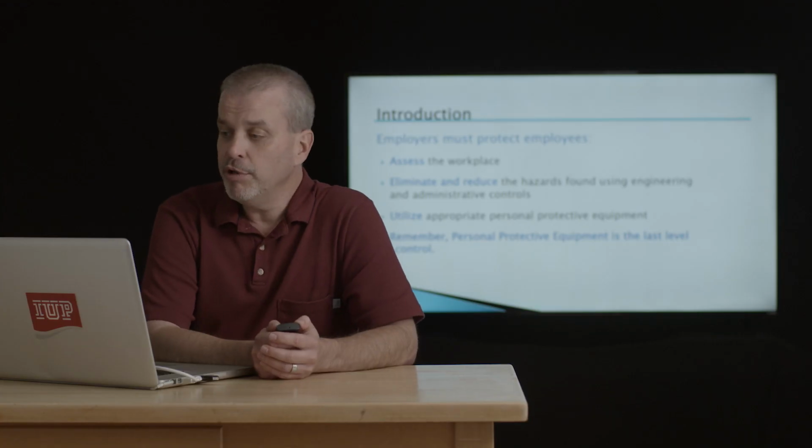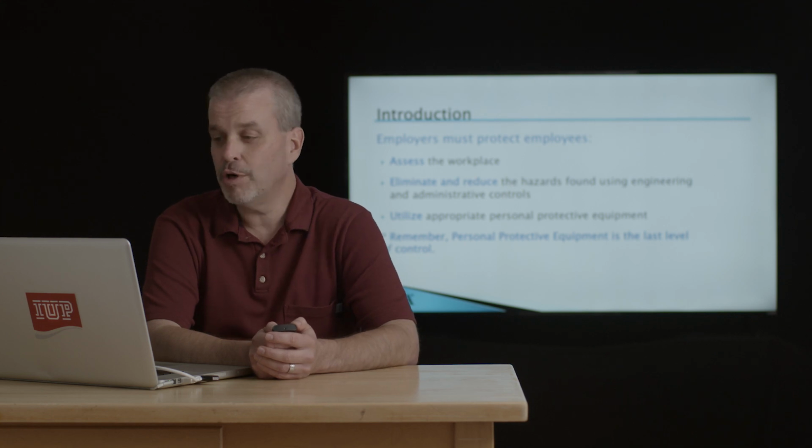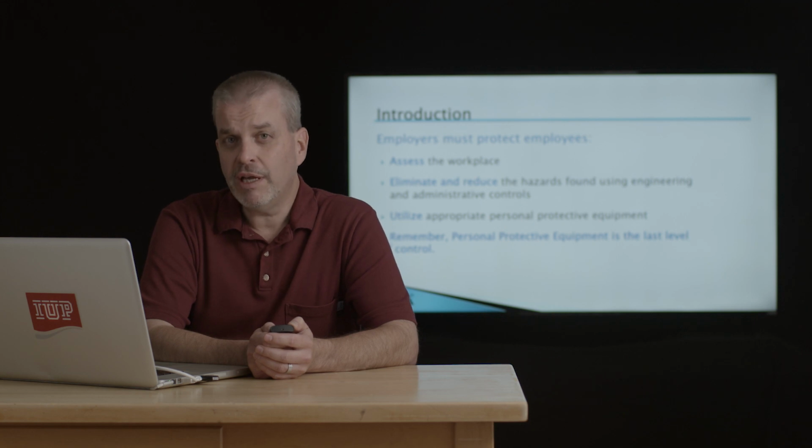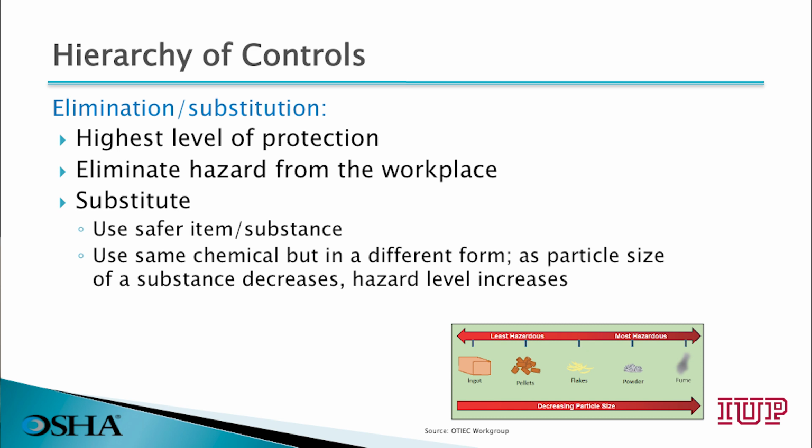To begin with, employers must protect employees by assessing the workplace and eliminating and reducing the hazards found using engineering and administrative controls, and utilize all appropriate personal protective equipment. And remember, personal protective equipment is the least effective control. Elimination and substitution. This is the highest level of protection. It eliminates the hazard from the workplace. Substitution may include using a safer item or substance, or even using the same chemical but in a different form.